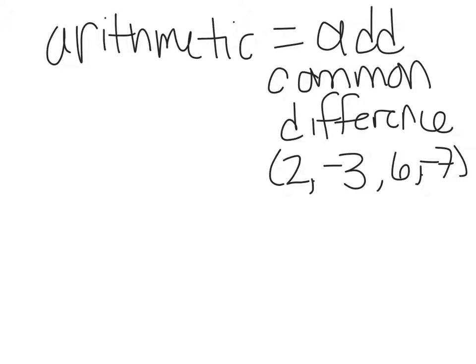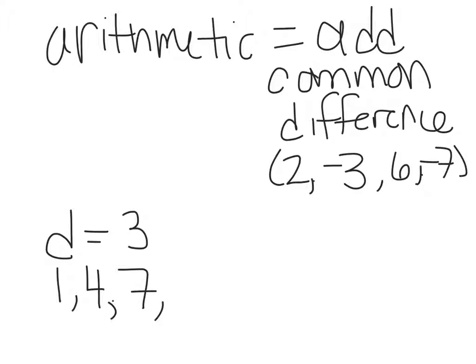And so if it was arithmetic, and let's say the common difference, which we call D, was 3, and my first term was 1, then my next term would be 4, and then 7, and then 10, and then 13, and so on, because I'm going to add 3 every time.